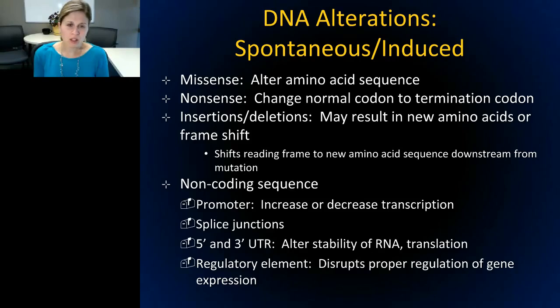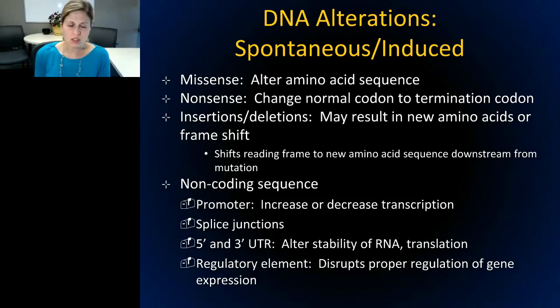And the categories below can be spontaneous. Otherwise, an induced mutation would be those that are exogenous to the cell: UV light, exposure to various chemicals, viruses, all kinds of different things where a cell may be exposed to something from outside of itself, and that exposure causes any of the kinds of mutations or alterations that we see below.